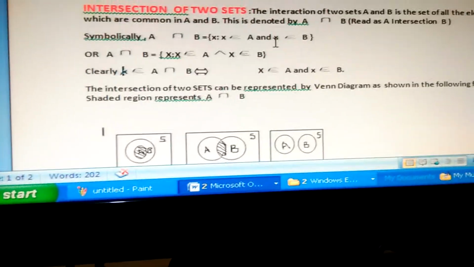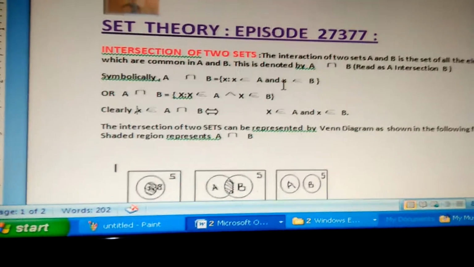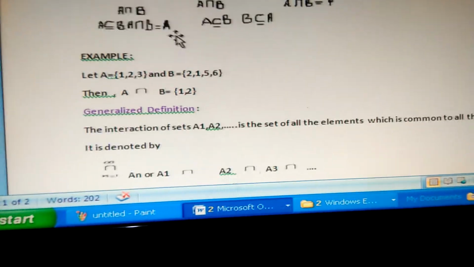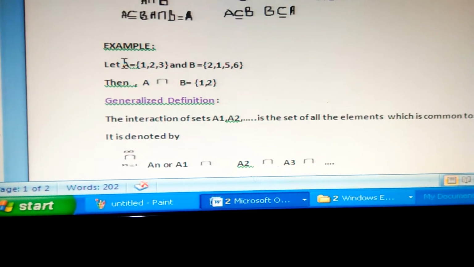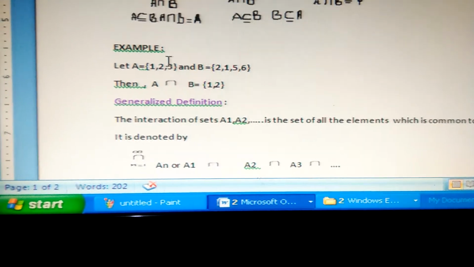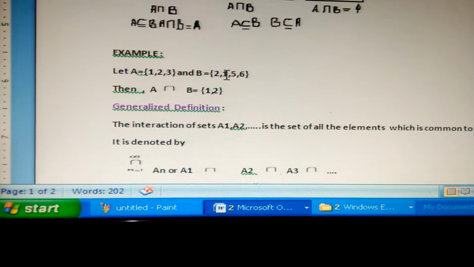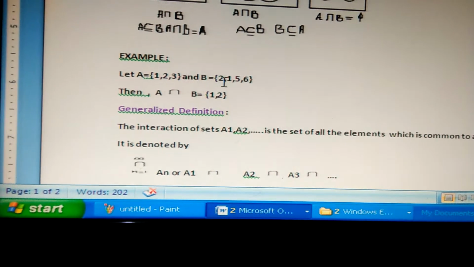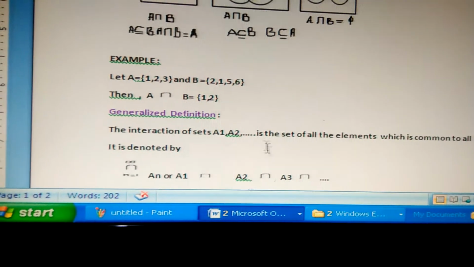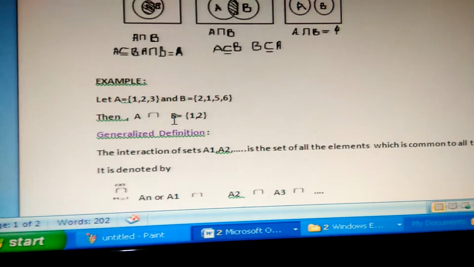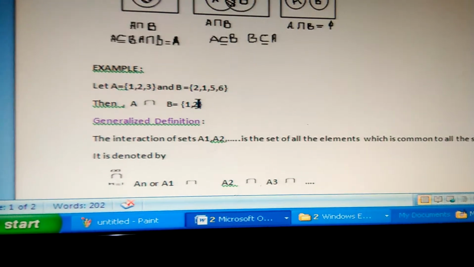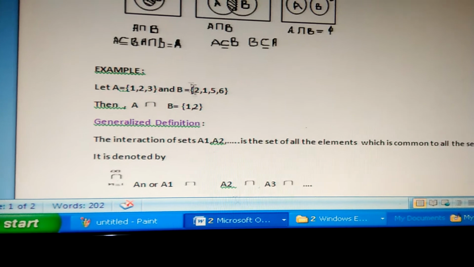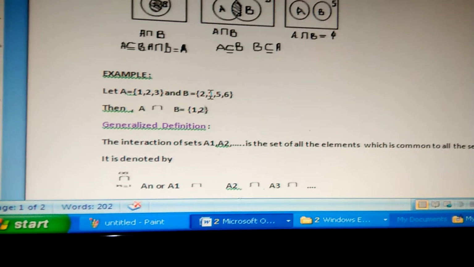For example, if we want to understand the intersection of two sets very clearly, let's take an example. Let A equal 1, 2, 3. This is one set, and B is equal to 2, 1, 5, 6. A has 3 elements 1, 2, 3. B has 4 elements 2, 1, 5, 6. Then A intersection B is 1 and 2, because A has 1 and 2 as elements and B also has 2 and 1 as elements.